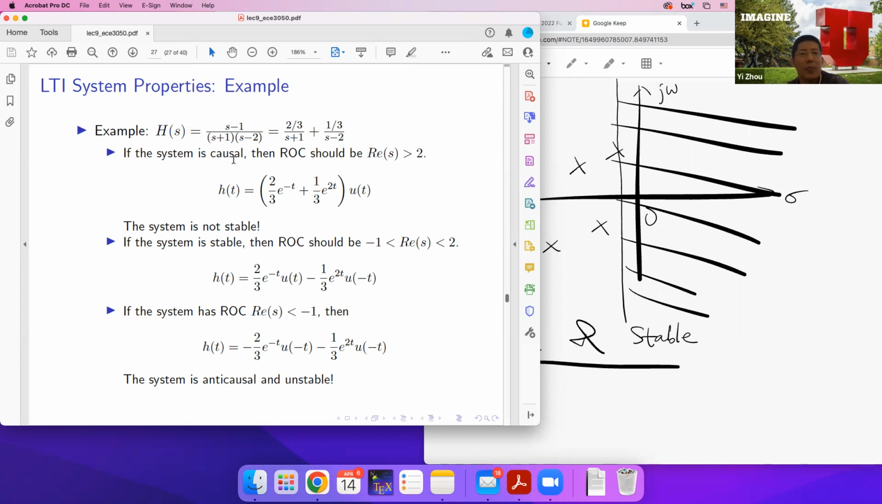If we want the system to be causal, then going back to the first result, a causal LTI system with a rational Laplace transform, we must have that the ROC is to the right of the rightmost pole, which is 2 in this case. Once we have this ROC, we can go back and find the inverse of this Laplace transform, and this is the inverse. This would be the corresponding system impulse response. However, in this case the system is not stable, because the ROC is to the right of 2, which does not contain the y-axis. So this is causal but not stable.